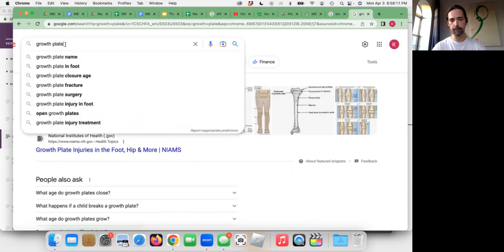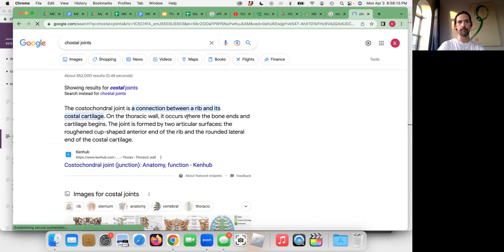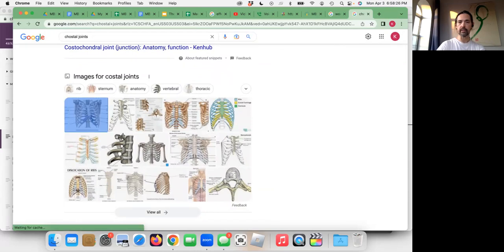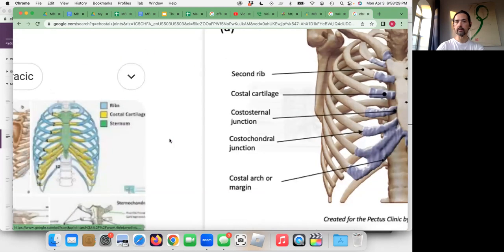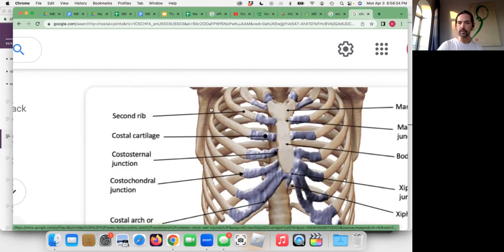All right, and then costal joints. We'll just put in the costal joint to see. It is a connection between the ribs. Ribs are made of bones and the costal cartilage. So cartilage is not bone. And those look like this. So these are the ribs, which are kind of grayish, brownish, whitish, right? And then this kind of blue, gray, dark gray, these are the cartilage.